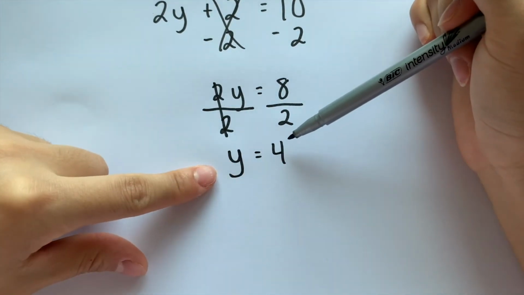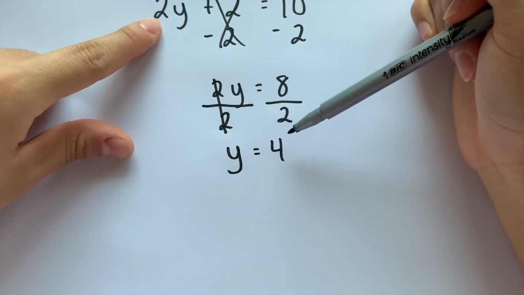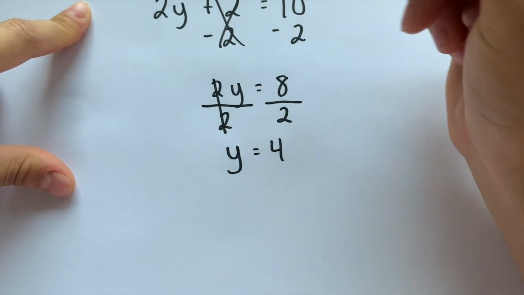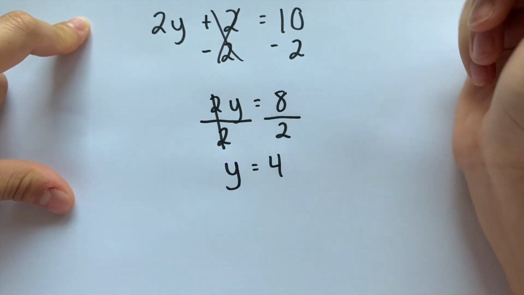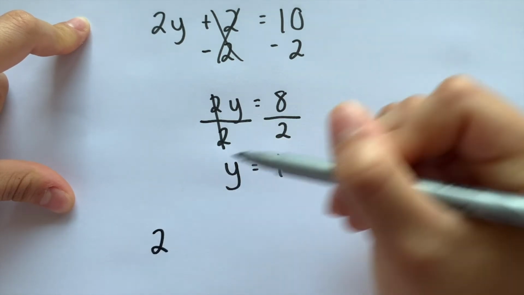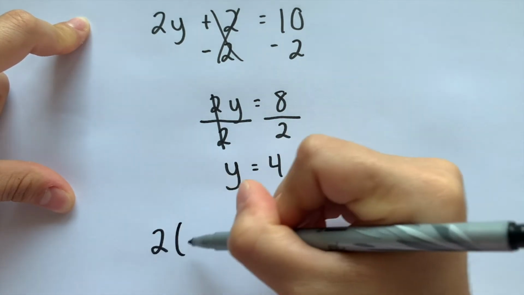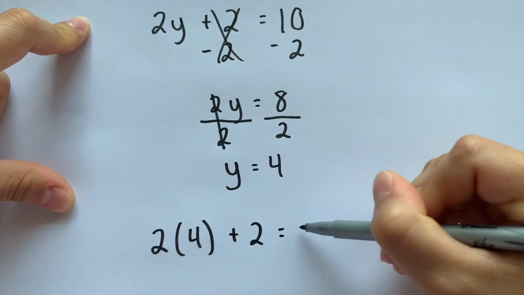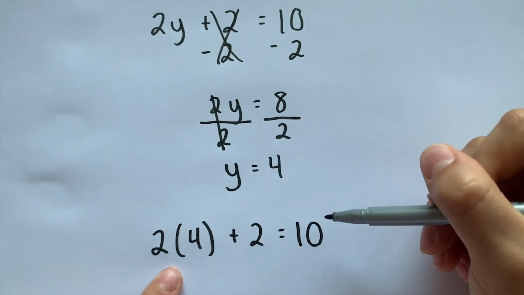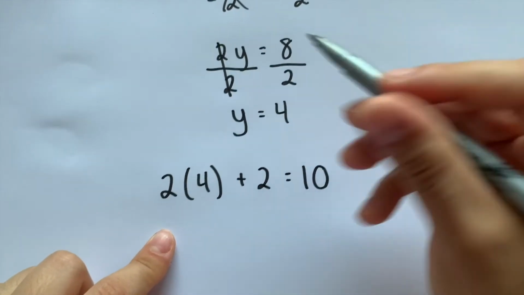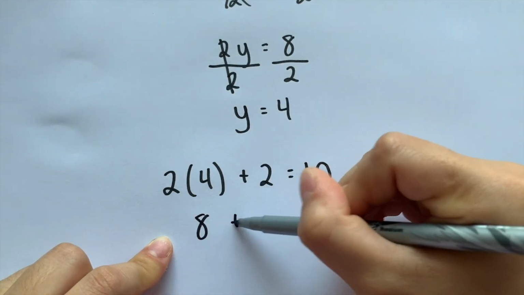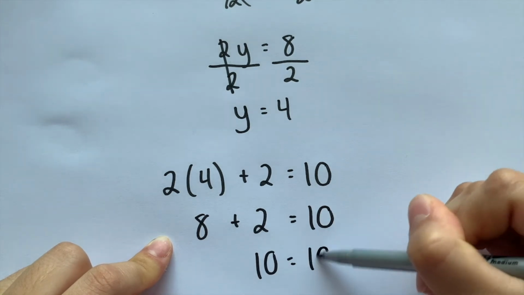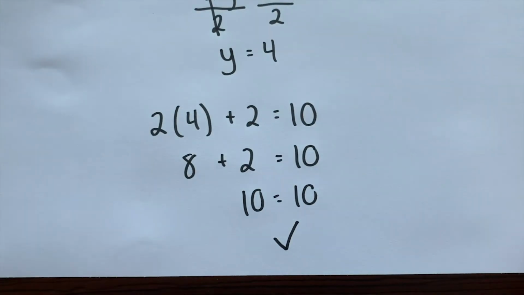So since you found the solution to your y, we can actually plug that in and see if it gives us 10, right? So our equation is 2y plus 2 equals 10. So we're actually going to plug in our y, which we got 4. We can go ahead and put that one in parentheses here. Plus 2 equals 10. So 4 times 2 gives us 8, plus 2 gives us 10. So 10 equals 10. It is correct.